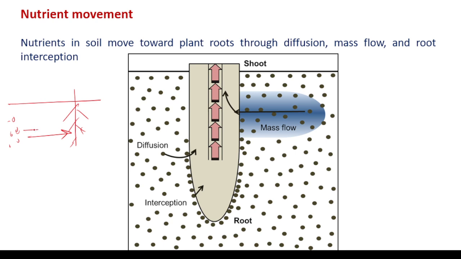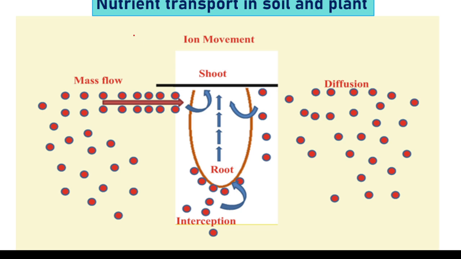Okay, so in which process does this nutrient come to the plant root? There are three processes. One is diffusion, another is mass flow, another one is root interception. We will discuss them one by one. Okay, got that? One is mass flow, one is diffusion, one is root interception.